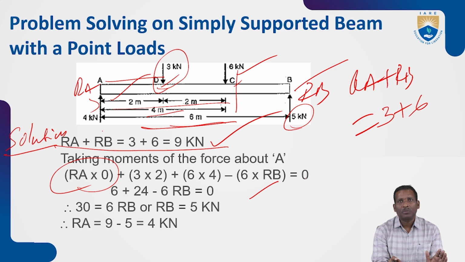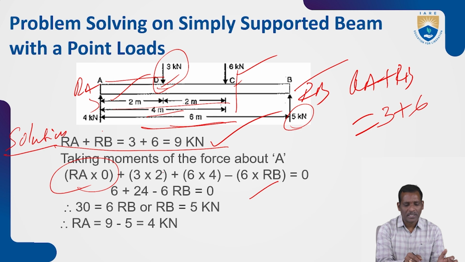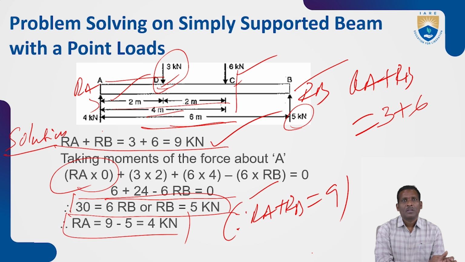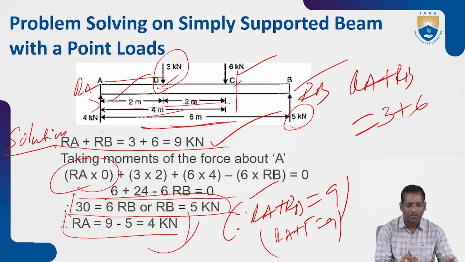That is equal to 0. Taking moments about A is equal to 0. So 6 and 6 plus 6 multiplied by 4, 24, 30 minus 6 RB. Now calculate RB, which is equal to 5 kilonewtons. RA is equal to, why? Because you already know RA plus RB is equal to 9. So RB is calculated as 5. So RA plus 5 is equal to 9 and RA is equal to 9 minus 5, 4 kilonewton.